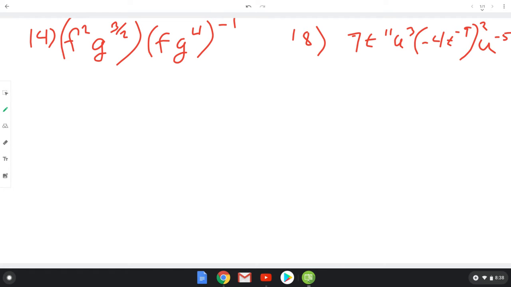Okay, this is 7-3, numbers 14 and 18. So for number 14, we're looking at this question here, and we always want to look for the outside exponents first. So this parentheses doesn't have one. This parenthesis does have an outside exponent, so we're going to deal with that first.